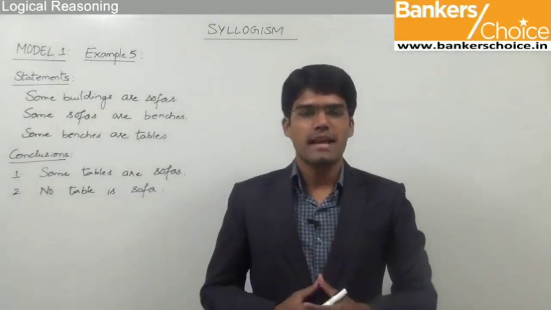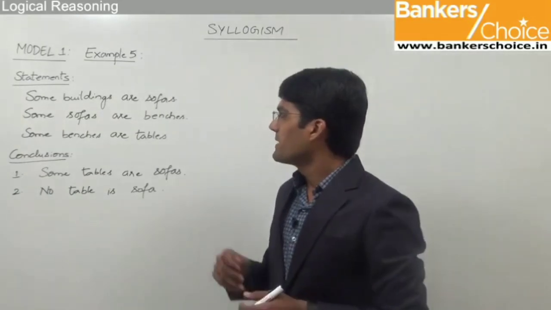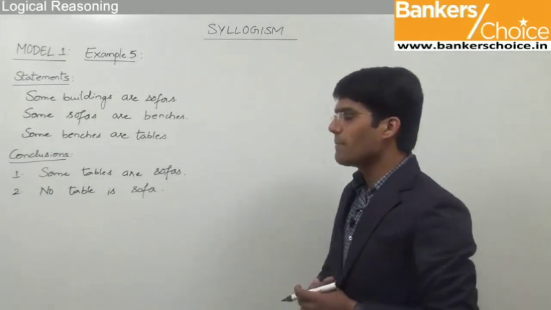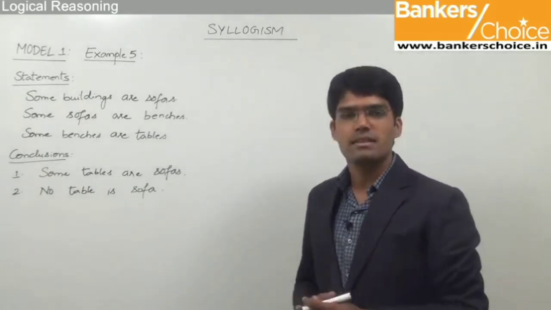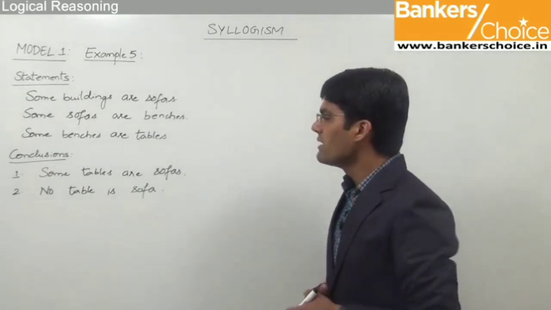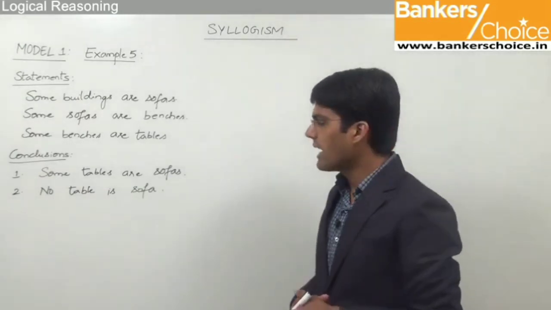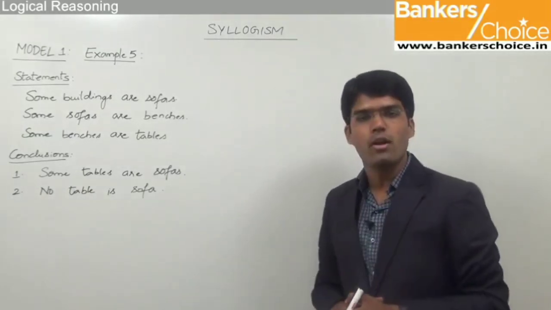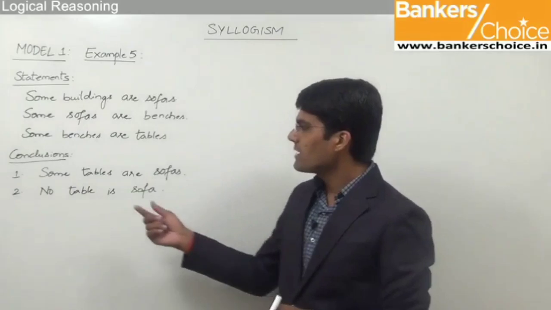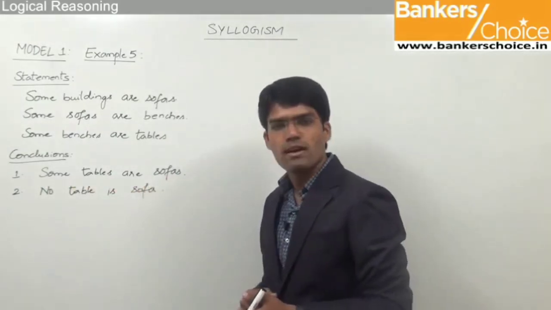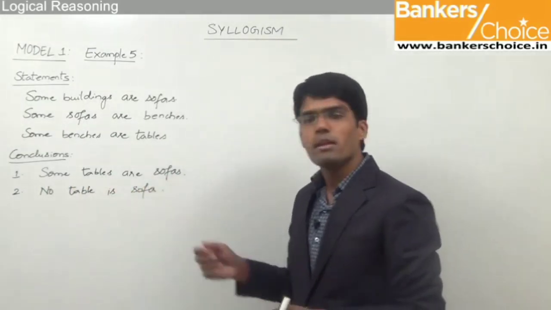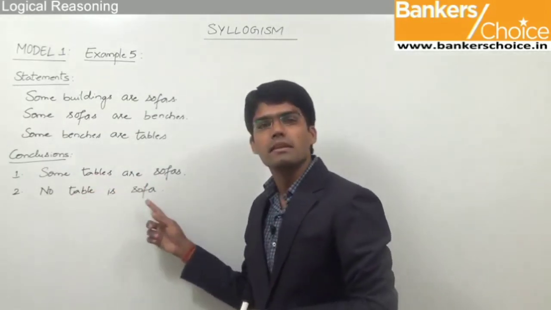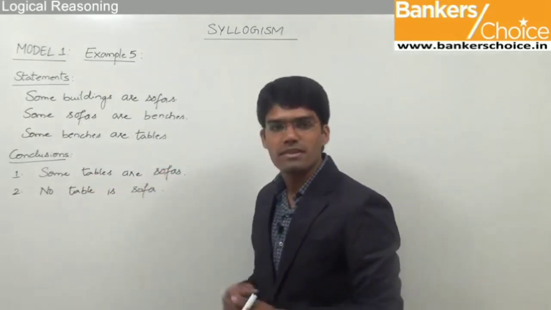Let us now take another example from model 5, where the given statements are some buildings are sofas, some sofas are benches, and some benches are tables. And the conclusions are some tables are sofas and no table is sofa. So as you can see here, the given two conclusions form a complementary pair. That is, the first conclusion here is some tables are sofas, and the second conclusion is no table is sofa. So this is in the form of some A's are B's, no A is B. So this is a complementary pair of statements.